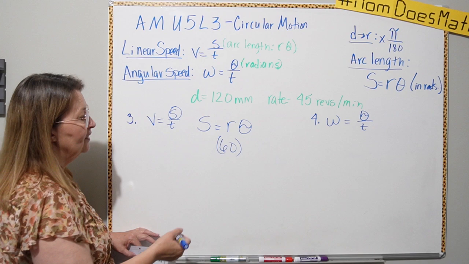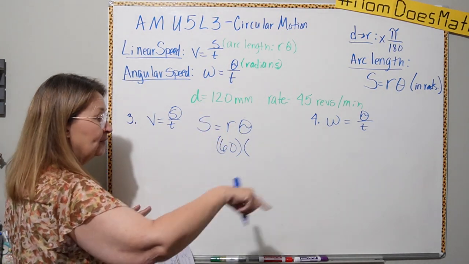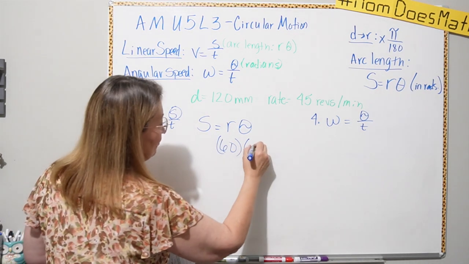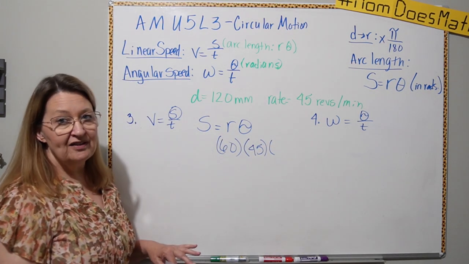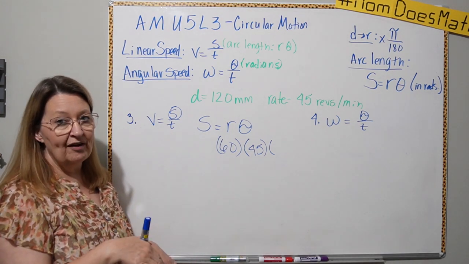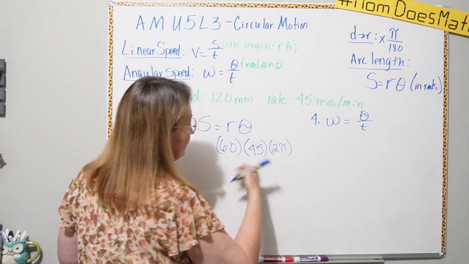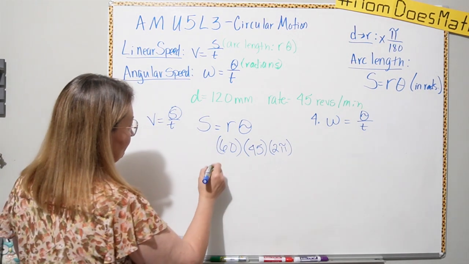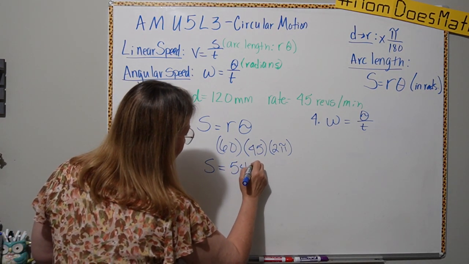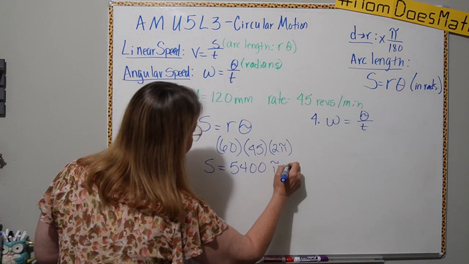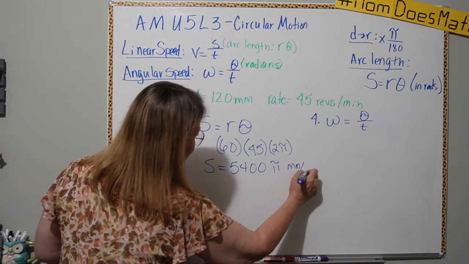It's half of that. Now, your theta is going to be 45 times a whole circle, because it's going around 45 times. And remember, we could use 360 here, but that's going to give us an answer in degrees, and then we would have to convert it. If we just go ahead and use 2 pi, then it's already in radians, and we don't have to convert. So S is equal to 5,400 pi, and this is in millimeters per minute.